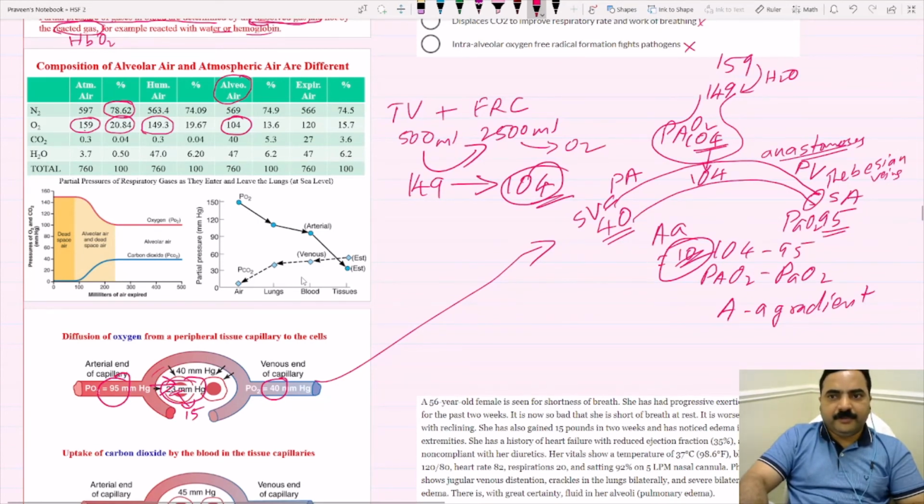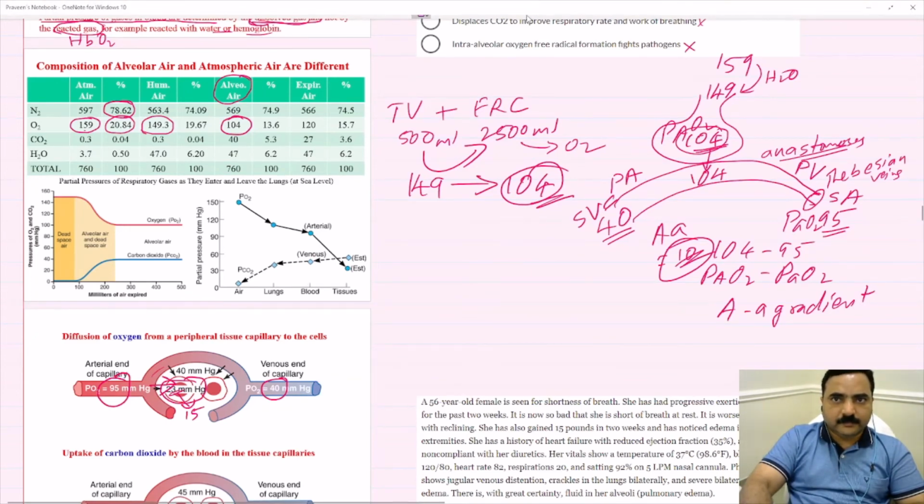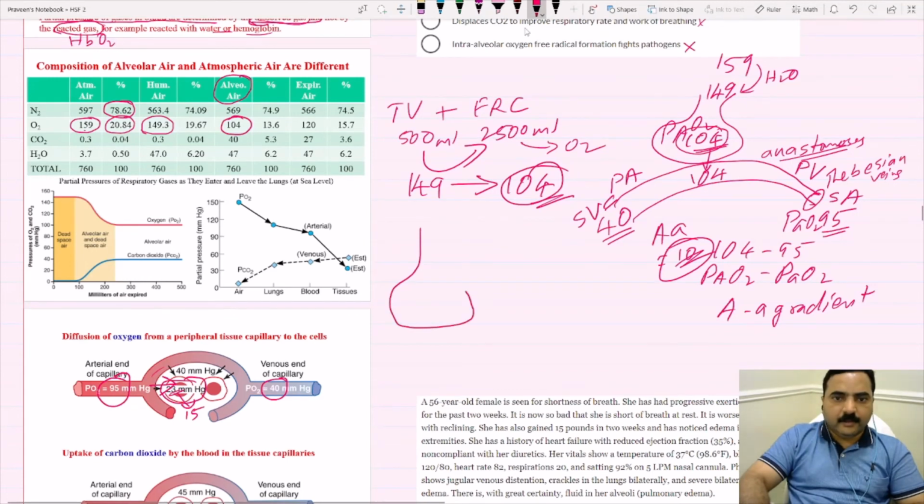Now after you exchange over here, what happens to this 104? You need to breathe it out. So let's see the air that is going out from the alveoli. When it was coming in, it was 159, it became 149, it became 104 over here, and in the artery it becomes 95, and by the time it comes back over here, it becomes 40.